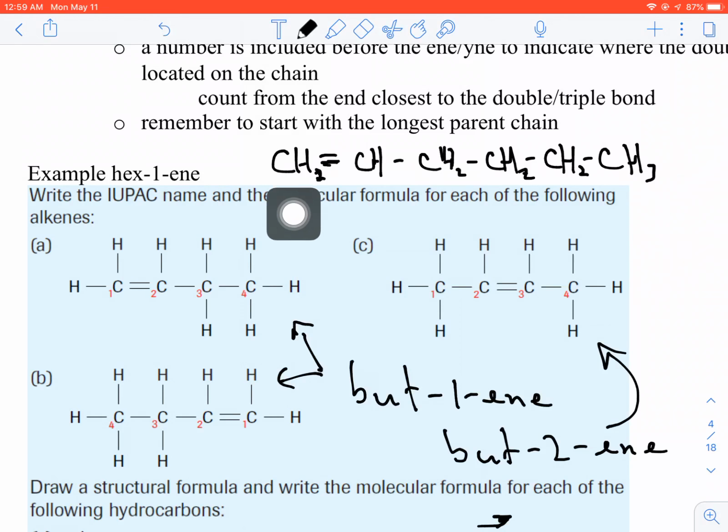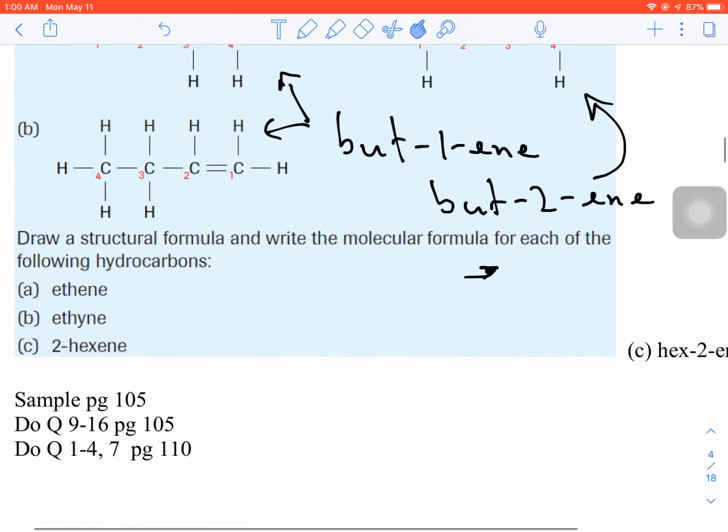Notice that the terminal carbon here wasn't CH3 because the carbon is using 2 of its electrons for that double bond. This is hex-1-ene. I'm seeing 1, 2, 3, 4, 5, 6 carbons, and I'm seeing the double bond is on the very first carbon, right? Hex-1-ene. All right, let's just move up.